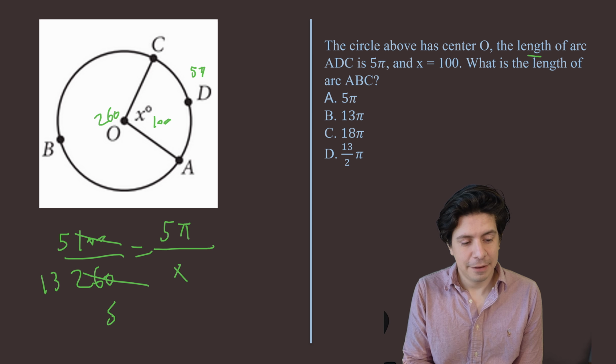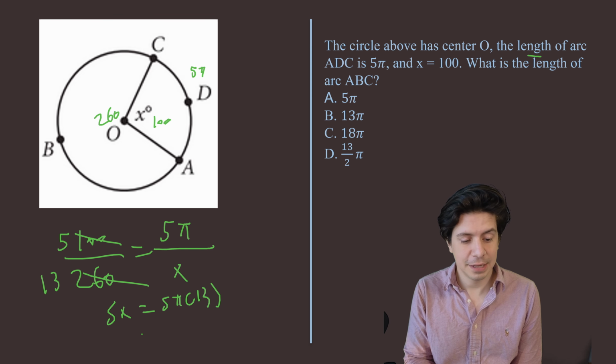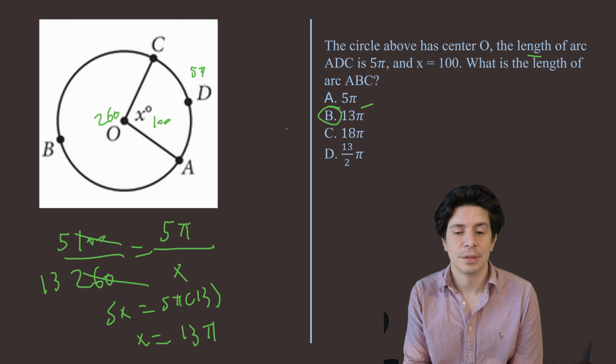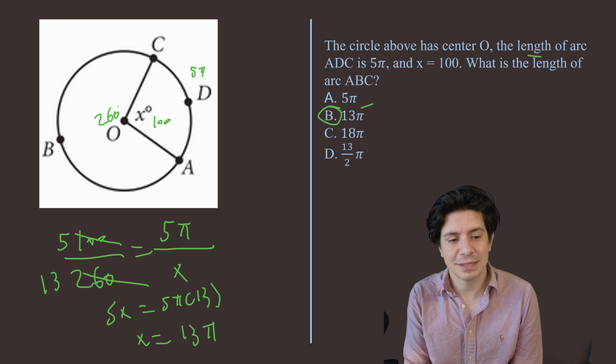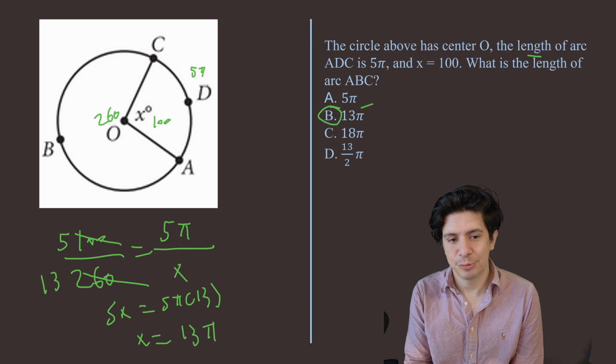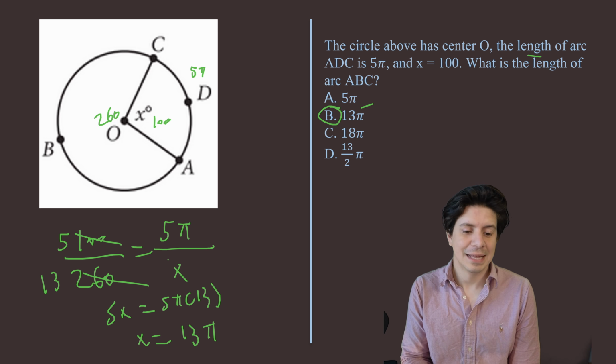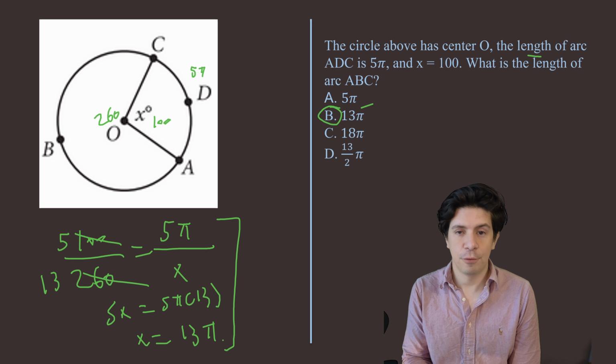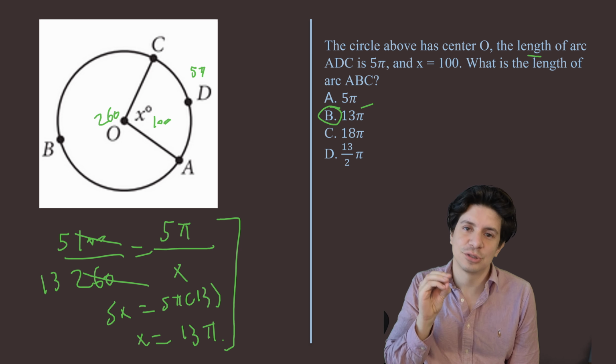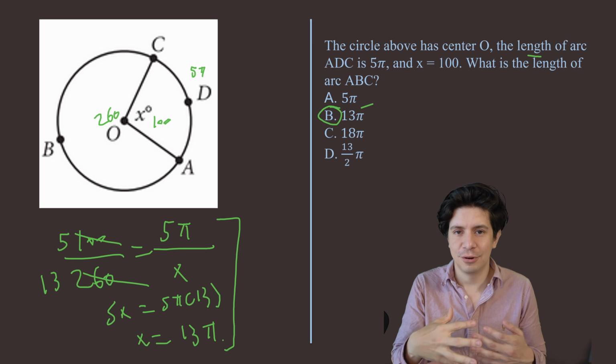And we get 5x equals 5 pi times 13. You could use a calculator, you could do it mentally. When you divide by 5, you get 13 pi, and that is B. You could also look at the answer choices and see that 260 is about 2.5 times as big as 100. So the answer would have to be about 2.5 times as big as 5 pi, and that would be B. Either way works. This is the full method, but you could use answer choices as a shortcut if you understand the concept. You still need to know the concept to do it.